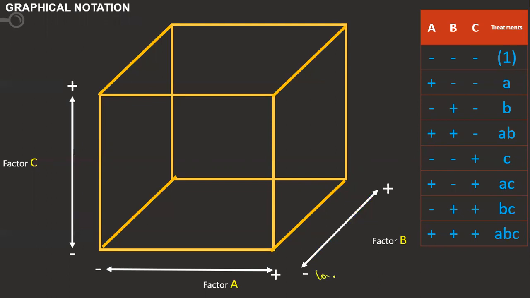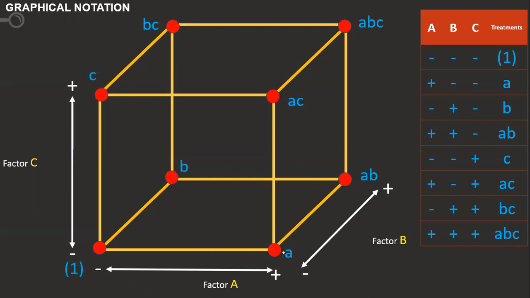Similarly, this is the low value and this is the high value for factor B, and this is the low value and high value for factor C. Now here, for factor A, it is negative. For factor C also negative. This is the edge, right? Factor B is also negative. So this particular point will be denoted by 1, because all are negative, as you can see here. So 1 is shown here, negative, negative.